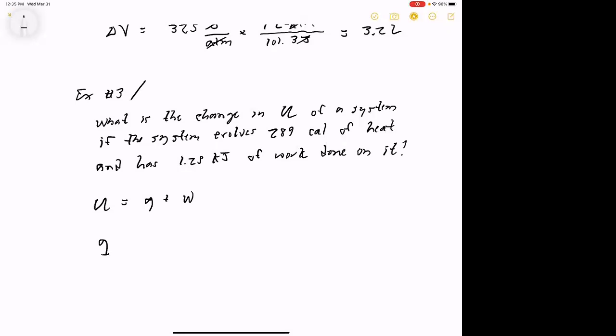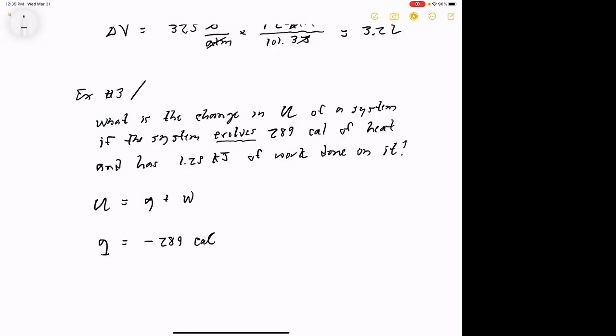Now, the term evolves, what does that suggest to you? Heat leaving the system or heat entering the system? Entering. So evolves means giving off, right? Evolves actually means leaving, giving off. All right, so that suggests that I need a negative in front of my Q. Okay, so my Q here is going to equal minus 289 calories.